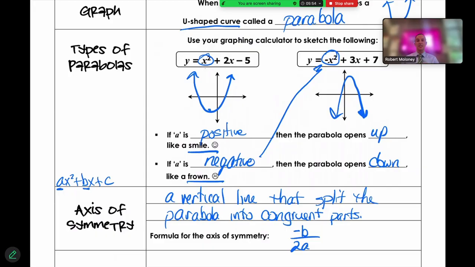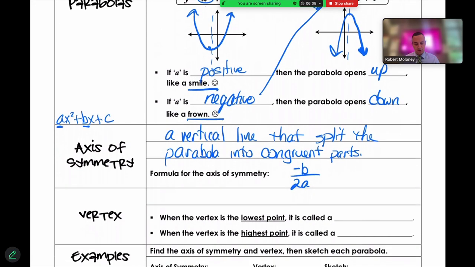Okay, now that I have an axis of symmetry, I know on here my axis of symmetry would be somewhere right here. So we've got something else we can learn about: a vertex. A vertex is where the two sides meet. This is where the two congruent parts meet.